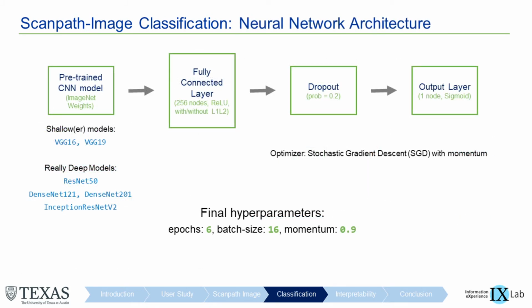This is our neural network architecture. It starts with a pre-trained benchmark CNN model, followed by a fully connected layer, a dropout layer, and a final prediction layer. For the pre-trained portion, we conducted separate experiments with VGG, ResNet, DenseNet, and Inception ResNet architectures. The numbers beside each model denote how many hidden layers each architecture has. The training configurations are also displayed.